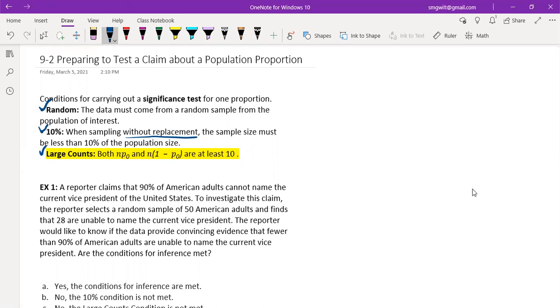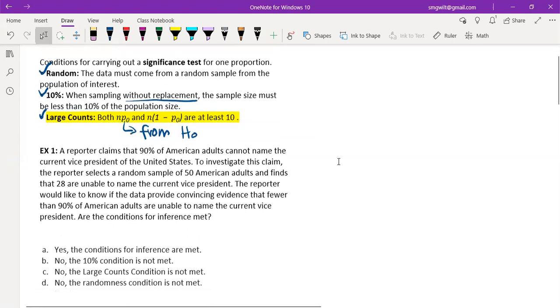And what's changing here within large counts is that instead of p hat, it's p naught. p naught is the proportion from the null hypothesis, the value from our null hypothesis. And that still has to be at least 10: you're still doing sample size times p naught and sample size times 1 minus p naught, and those have to be at least 10. So let's look at an example.